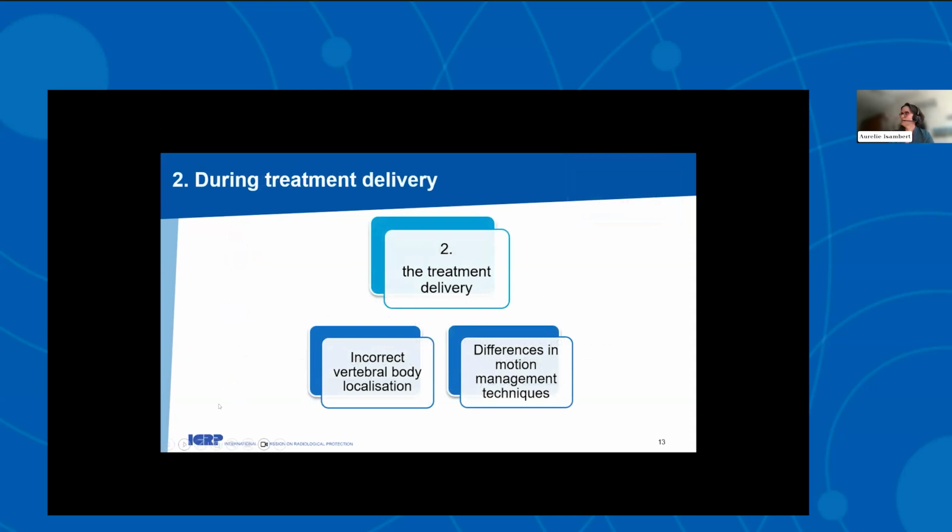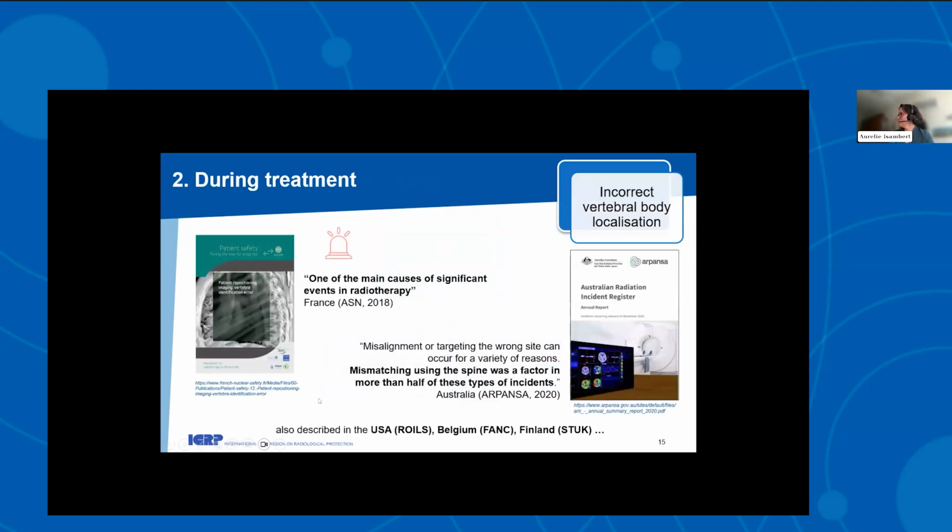Now, the second step, during the treatment delivery. Here again, in the different reports available online, there are mainly 2 subcategories of errors described: the incorrect vertebral body localization and differences in motion management techniques. Again, because of the time, I will focus only on the first one today, the incorrect vertebral body localization. And I focus on this one because it is the one most described in the reports for the use of imaging in radiation therapy.